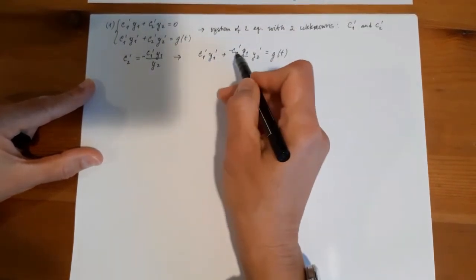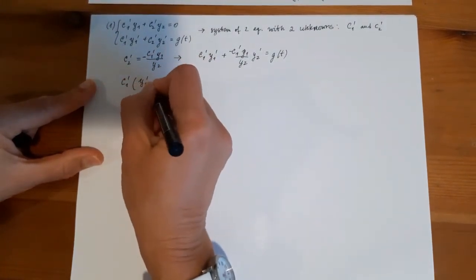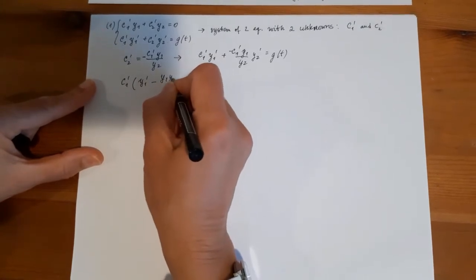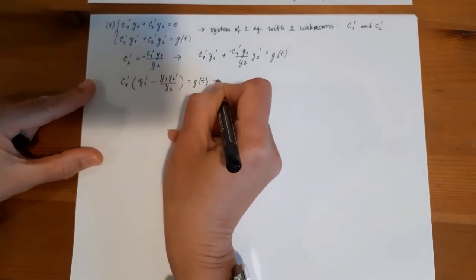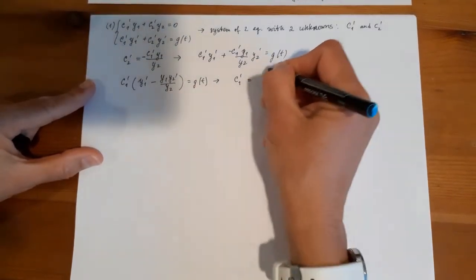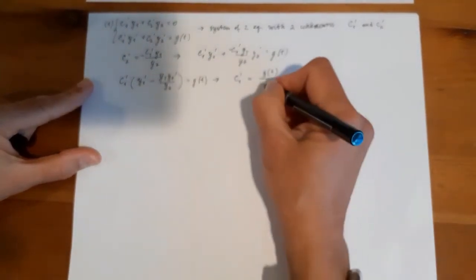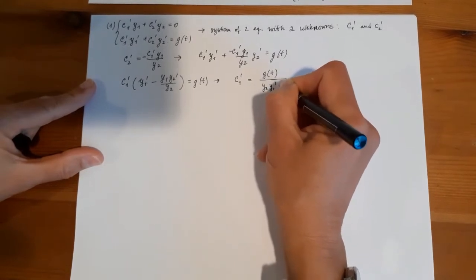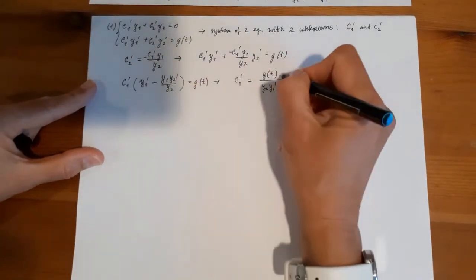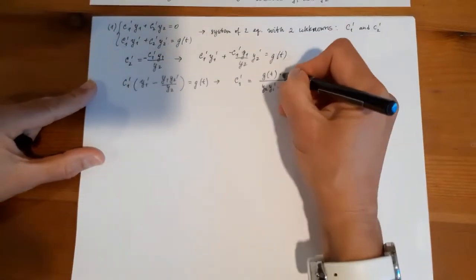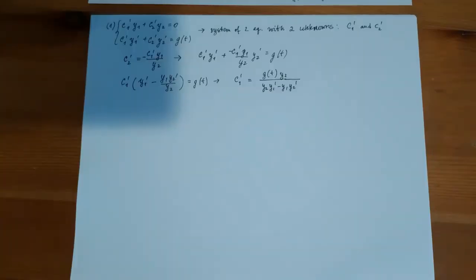Well, C1 prime is repeated 2 times, so I'm going to take it outside of parentheses, and in parentheses I have y1 prime minus y1 y2 prime over y2 equals g of t, from where C1 prime equals g of t. Well, maybe I should multiply by y2 here. So y2 by y1 prime minus y1 y2 prime. And I'll need to divide by y2, right? Divide by y2. But when I have it in denominator, I multiply by y2. Well, we got a general formula for C prime, our unknown function, right?